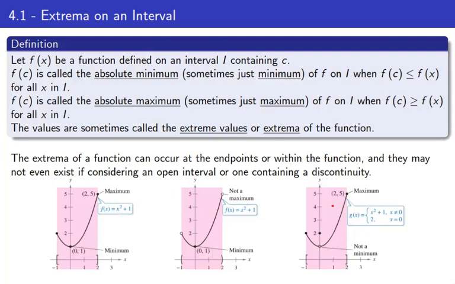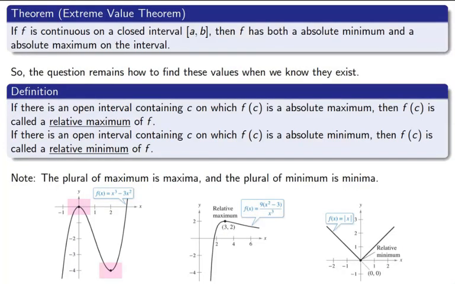Long story short, as long as we have a closed interval and we have a continuous function, we always get a max and a min. That's what we see here with the extreme value theorem. If the function is continuous on a closed interval, then there is an absolute minimum and maximum every time. How do we find these values?